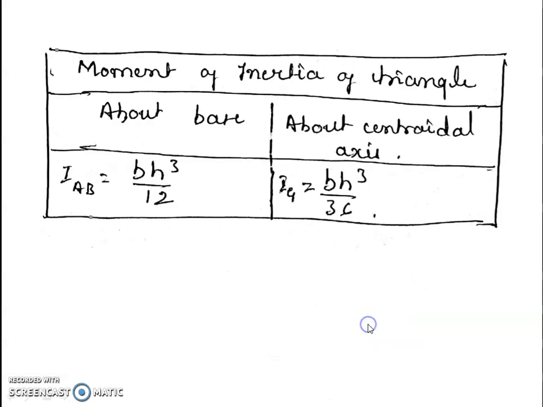What we have to remember here: the moment of inertia of a triangle about its base is given by bh cube by 12, and about its centroidal axis is given by bh cube by 36. These two expressions we have to remember, and we will use these equations in solving problems.